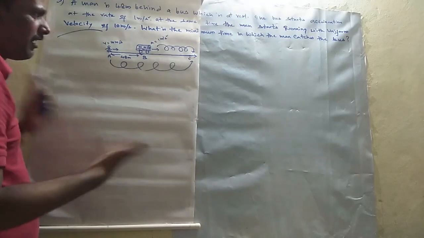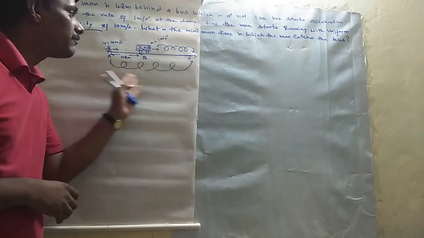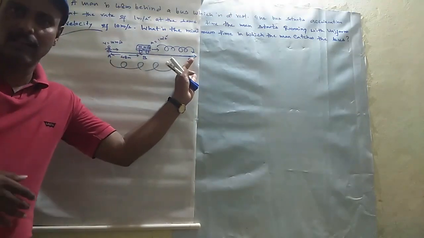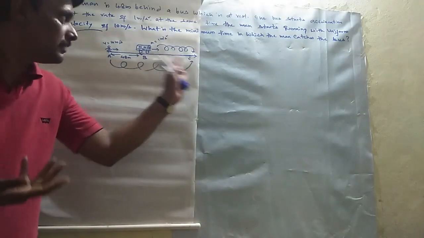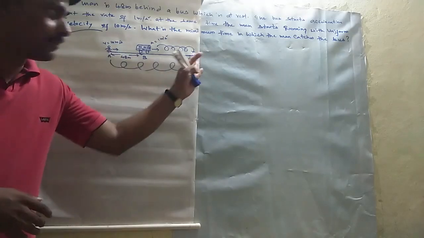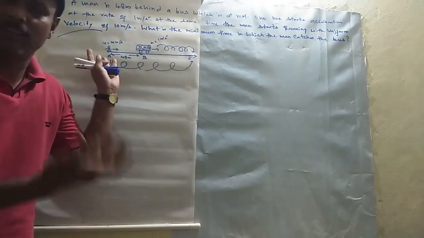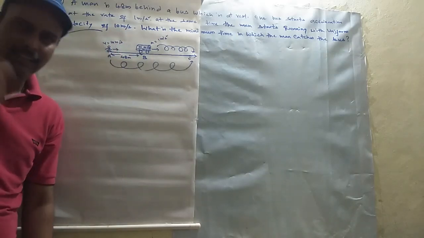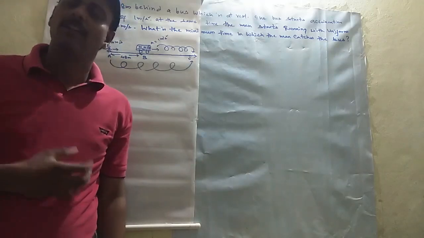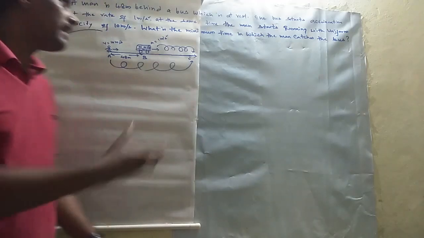How much time? I don't know. I'm thinking maybe after 5 seconds they both may meet here, or after 8 seconds, or after 12 seconds they both meet at this position, or 20 seconds, 50 seconds, 1 hour, I don't know. So here I'm going to take n seconds, because that is what I have to find out.